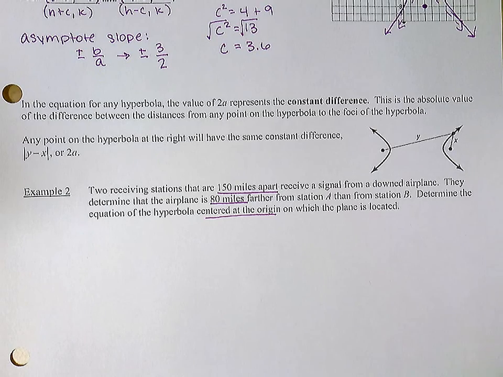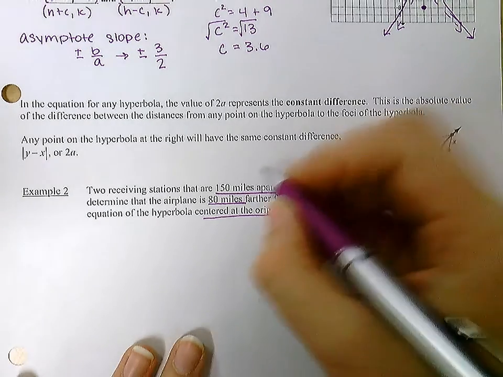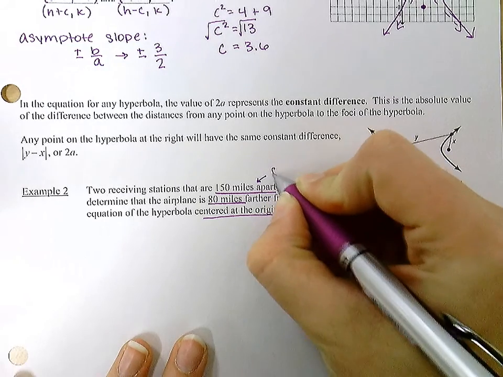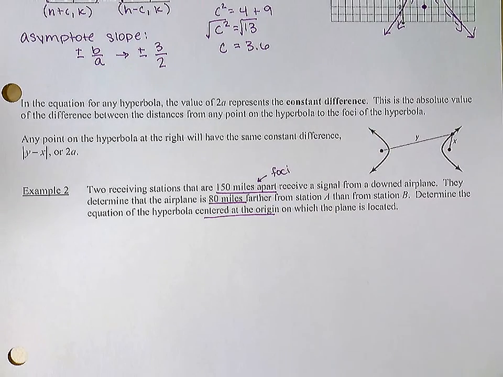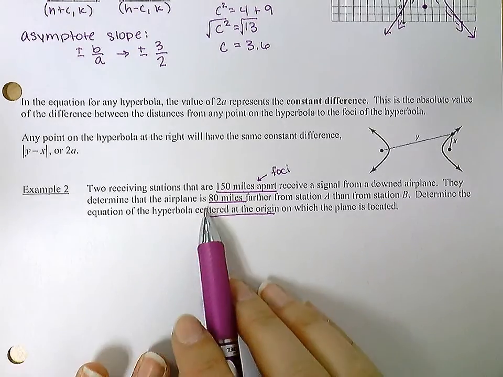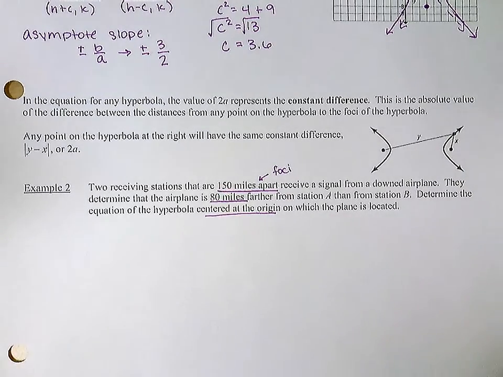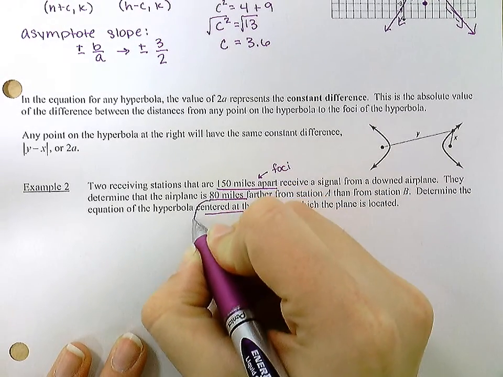So these two receiving stations that are 150 miles apart, that's using your foci. They're focusing on those 2 points. They determine that the airplane is 80 miles further from station A than B. That's talking about that constant difference. There's a plane on that hyperbola, another plane along the hyperbola on the other side. Your constant difference between those points is always 2a. So this is your constant difference.